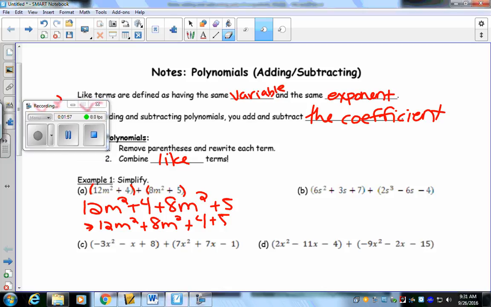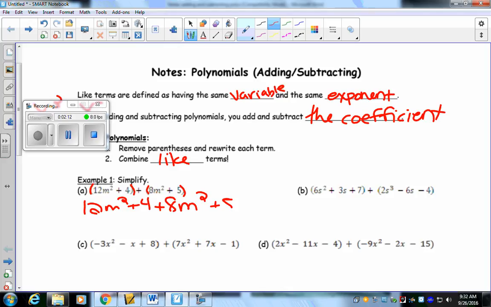You don't have to. So after you rewrite it without your parentheses, what I like to do, one second, I'm just going to erase that so I have a little more room. Okay, a 5 here. 12. Okay, so what I like to do is I like to kind of box things. So 12m squared goes with 8m squared. Why do they go together? Because they both have an m squared. So those are a pair of like terms.